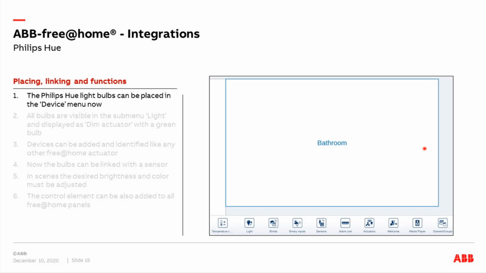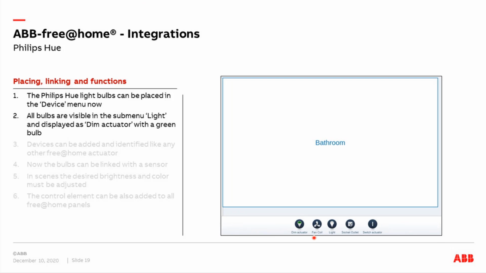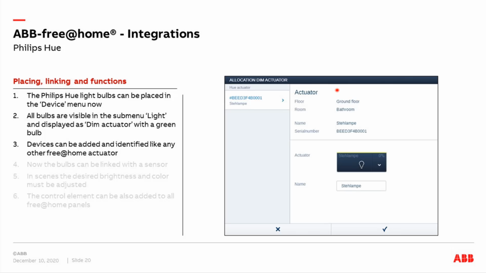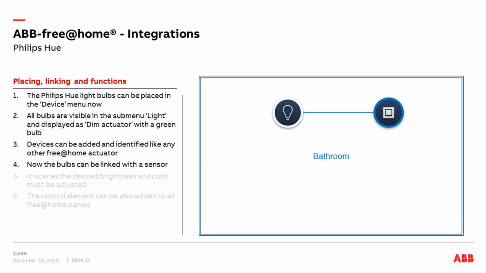So here I go to the device menu, and where do I found the devices? Of course, I have to click here on lights, and on the lights menu you will find now a new icon which is also called dim actuator with a green bulb here as an icon. So this is the indication for the Philips Hue lights here. So now I can simply just drag and drop it to my installation. I will get a pop-up which light I want to add. So here you can identify the lights just like you know it from all the other free at home actuators or devices. So now I can add it to my installation.